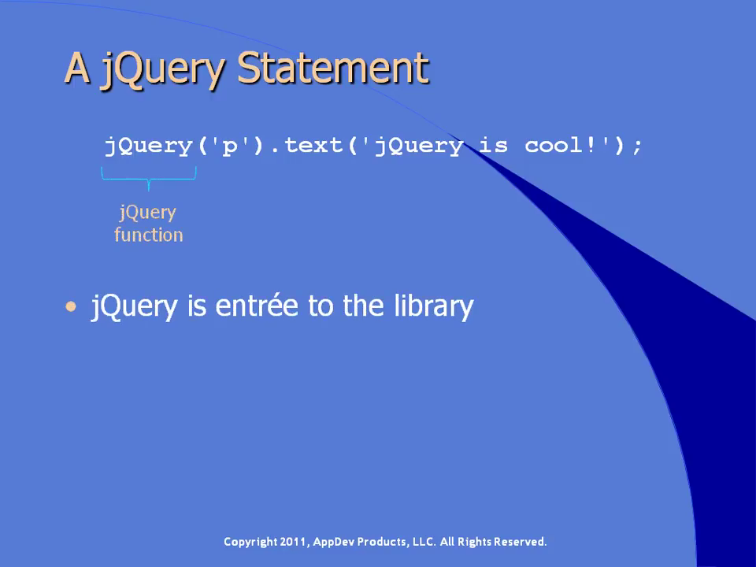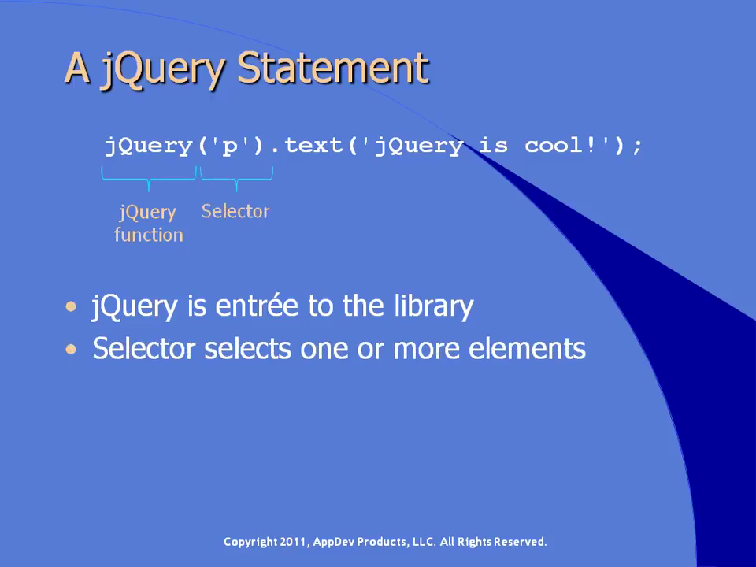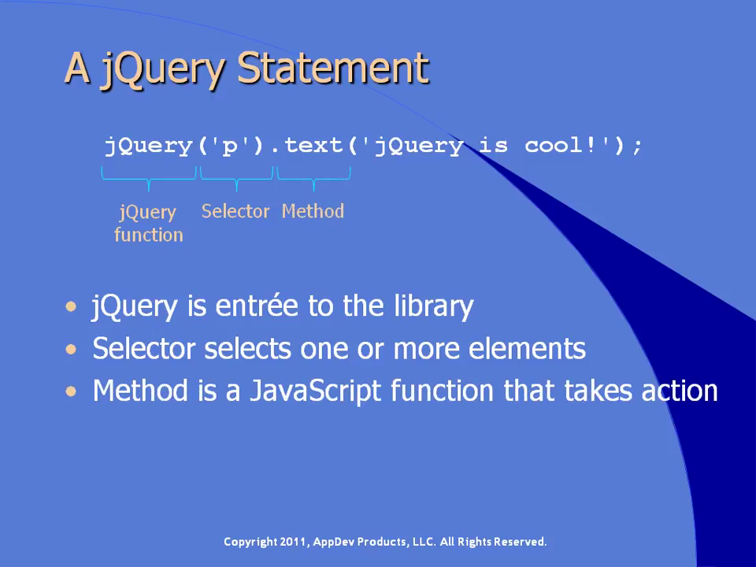Here's the jQuery function. The jQuery function is the page's entree into jQuery. You'll begin every jQuery statement with this function, or its alias, which I'll get into shortly. Then the selector selects 1 or more elements on the web page that you want to take some action on. In this statement here, the selector is going to select all of the p elements on the page, no matter what ID or name they have. And this is where, if you're familiar with CSS3 selectors, you can start to recognize how jQuery is hooking into that same syntax. And then the third part is the method.